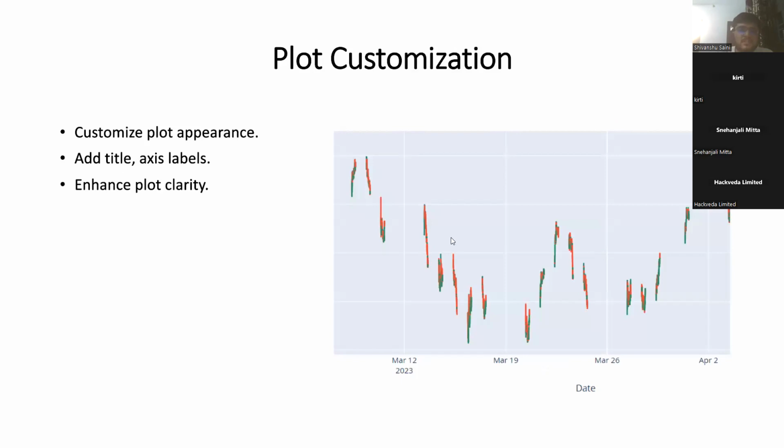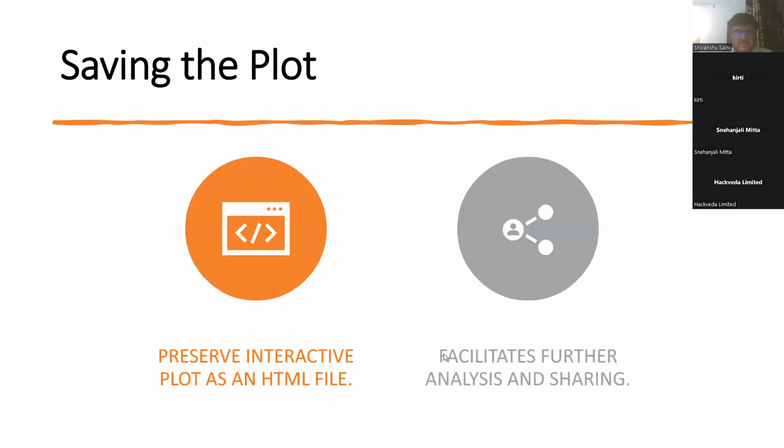This is the plot which I have got after plotting the candlestick plot for Bank of Baroda stock prices. Here one can see bullish, then bearish, then bearish, then bullish, and time on the x-axis. Then I have to save this plot in an HTML file to facilitate further analysis and sharing.